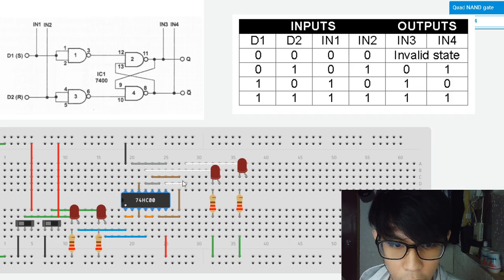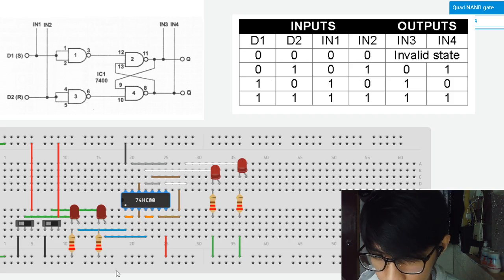Let's start with the initial 0. Once here it's connected to the ground. So if we start the simulation, our outputs will be invalid as it has no memory. It is an invalid state. You can say that it's an invalid state because we can look at our circuit.